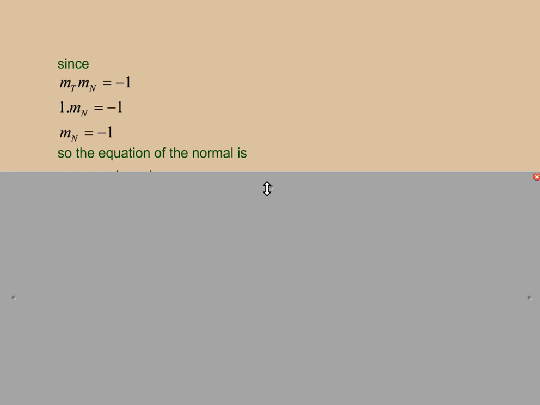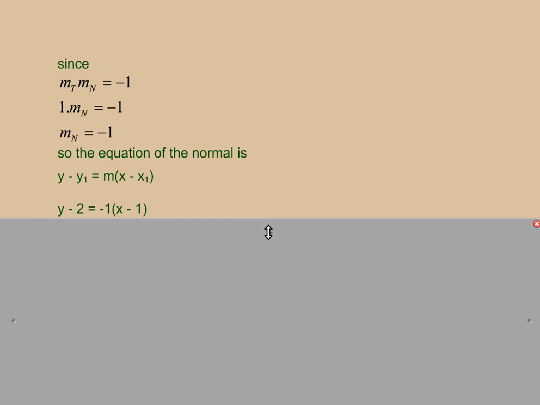Okay, so we now need to find the equation of the normal. We saw at the start that the product of the gradients of the tangent and the normal is equal to -1. Since we know the gradient of the tangent is 1, if we substitute that in, that simplifies to the gradient of the normal being -1. Since we're talking about the same point, we substitute into the general equation. So we have y minus 2 is equal to the gradient, this time -1, times x minus 1.